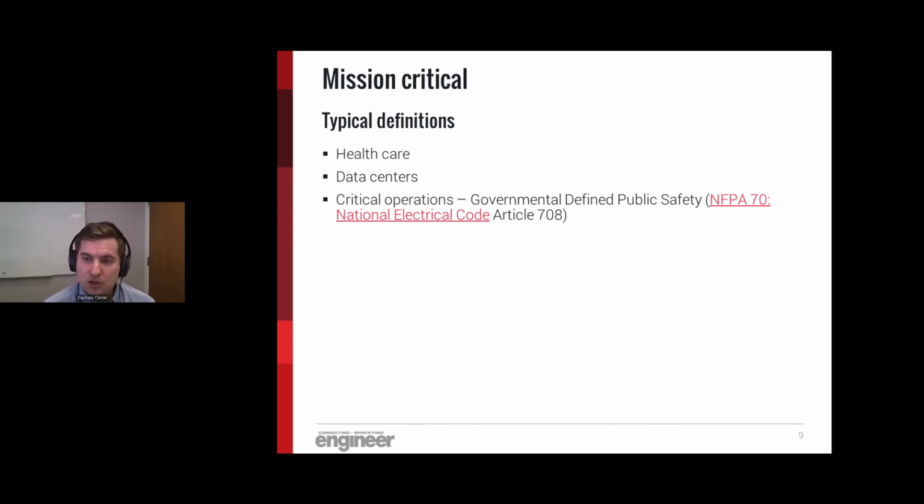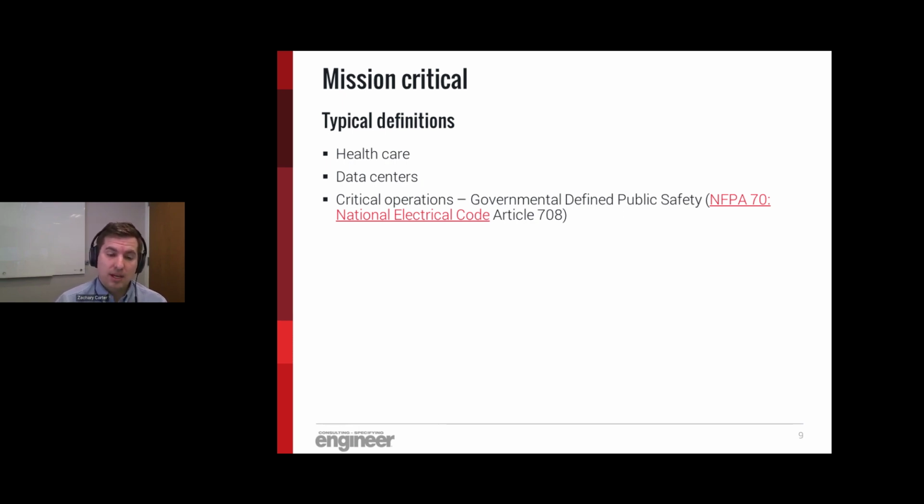Where mission critical is more solidly defined would be the healthcare and data center applications, along with critical operations power systems, which is Article 708 of the National Electrical Code. I wanted to point these out because if somebody says mission critical facility on a public or private facility, more times than not they could be talking about one of these three things, because these are three of the most well-defined in standards and codes that we have throughout the industry.